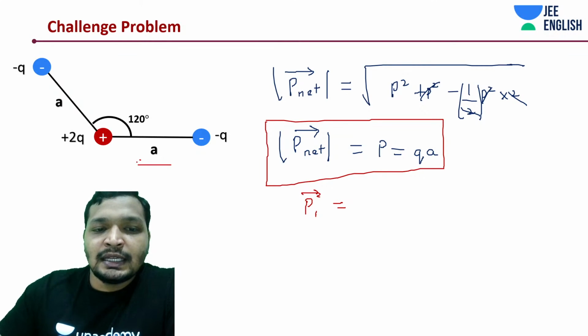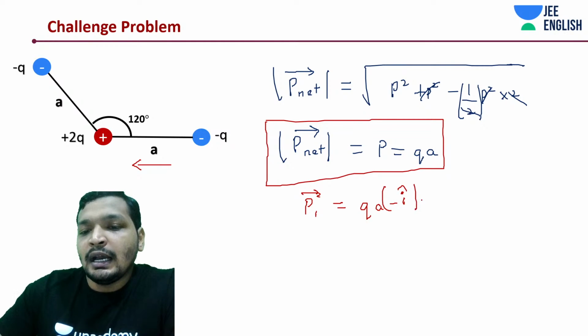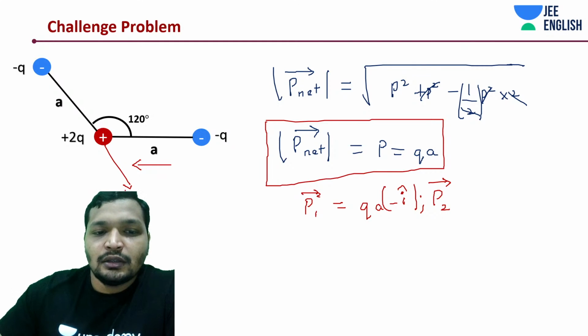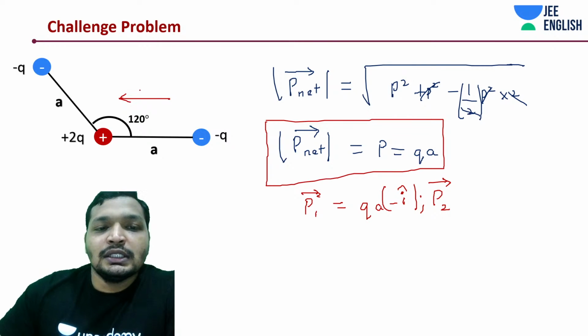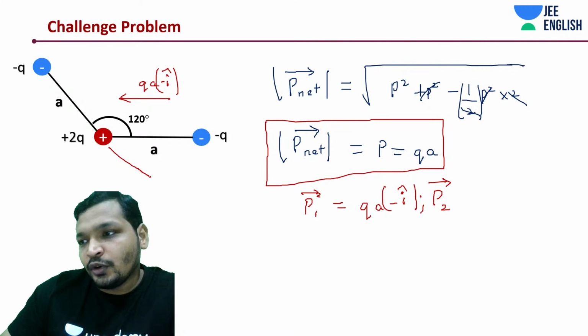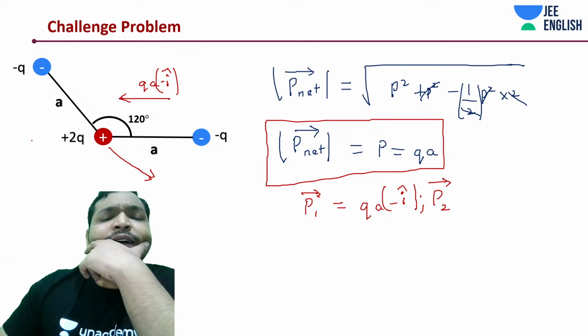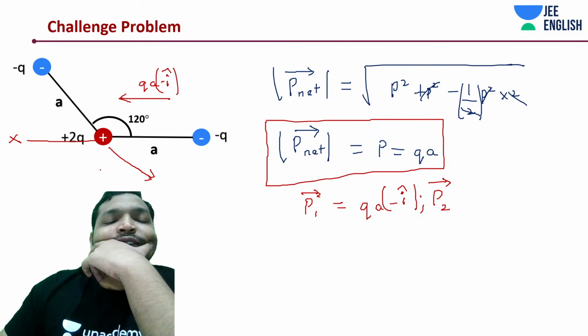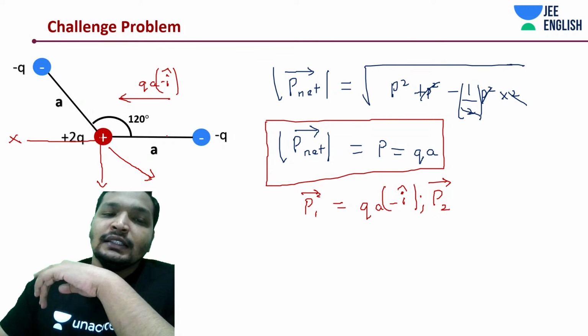So P1, this direction, what is it going to be? Q into A into minus I cap. And what about P2, guys? P2 is going to be like this. Let me quickly erase this. All right. So this is Q into A into minus I cap. And Q into A, same P. This is X. This is your Y. But this negative Y. So basically the same thing you need to do.